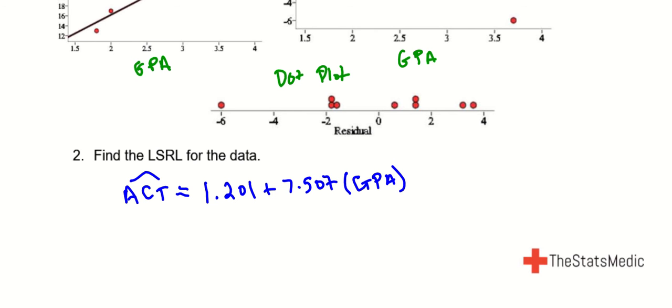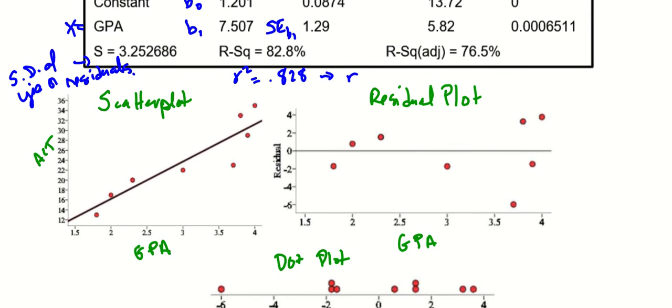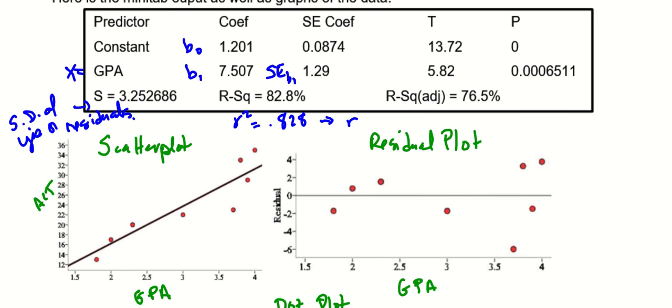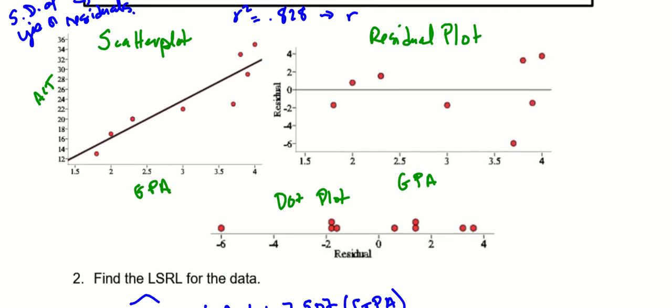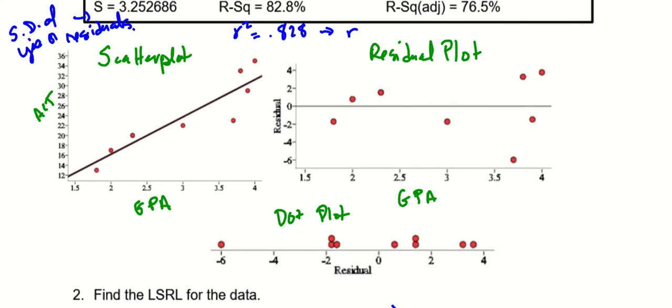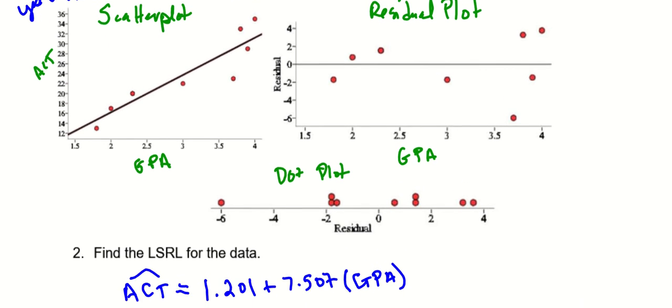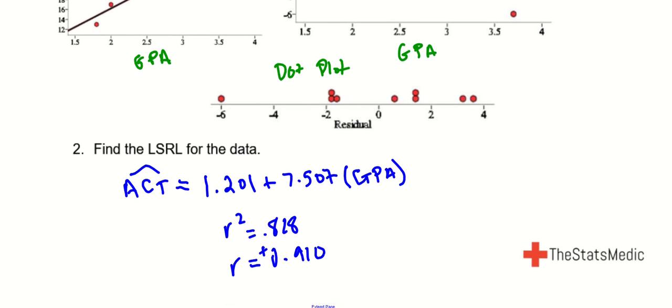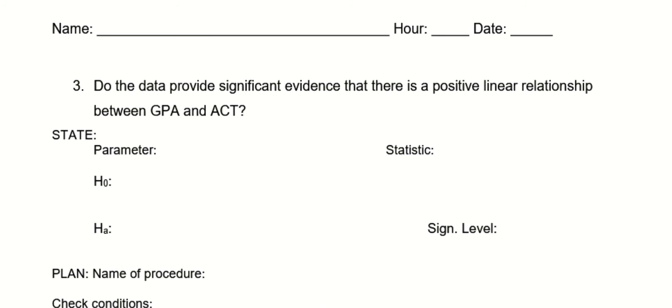Okay. So we also had our R squared is 0.828, so we're given that. And if we take the square root of 0.828, we get an R value of 0.910. And we know that that would be positive because our linear regression line has a positive slope, and the sign of your correlation is always the same as the sign of your slope. Okay, so we got that much. Let's go on, and we're going to build on that.